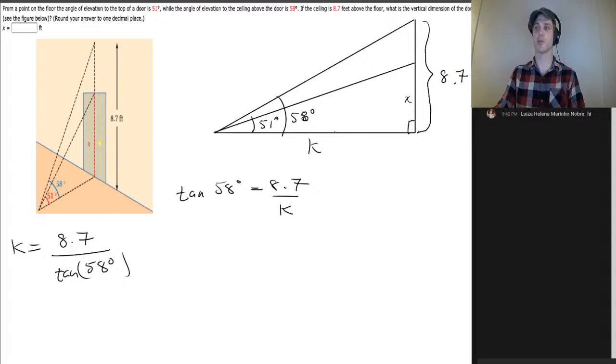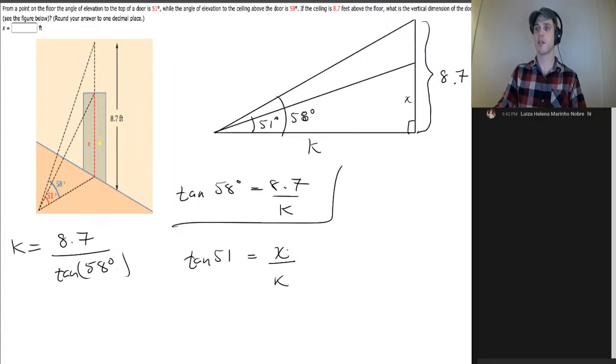I'm going to use k in the next expression since I've got it right here. I might as well just write that instead of doing all of this over again. So like this, I can say that the tangent of 51, that's the smaller angle, which is in the smaller triangle, is equal to x divided by k. So x is opposite of 51, and k is adjacent to it.